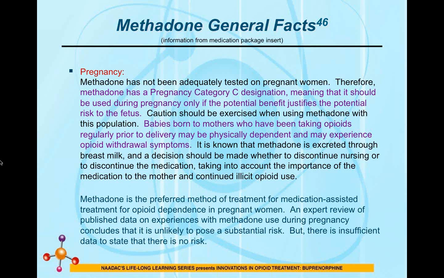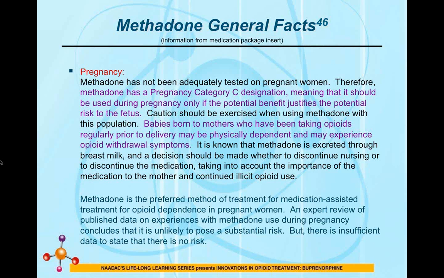And so what this means is that babies born to mothers who have been taking opioids regularly prior to delivery may be physically dependent and may experience opioid withdrawal symptoms. Again, I can't emphasize this enough. If a mother is taking heroin while she is pregnant, that baby is most likely going to be physically dependent and addicted to opioids when it is born. And when it is removed from its mother and no longer has access to the opioids running through the bloodstream, that baby will go through opioid withdrawal symptoms. Same thing is true for methadone. I don't want to mislead you about that.